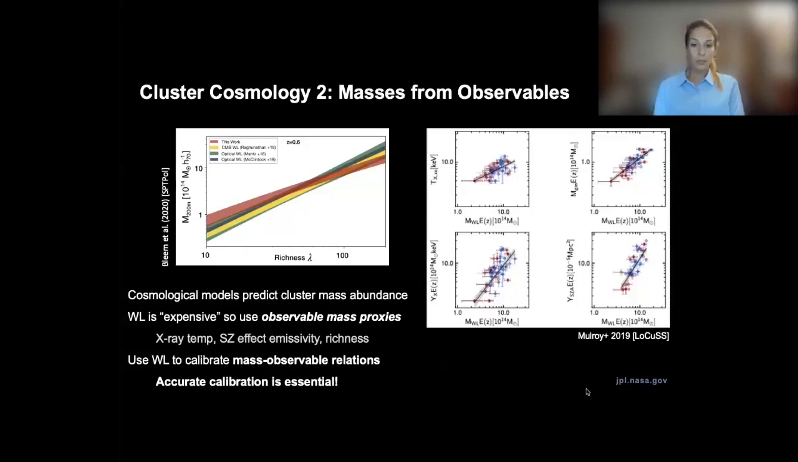These mass proxies must be calibrated with the true cluster mass, which is where weak lensing comes in. The success of cosmological parameter constraints using galaxy clusters hinges on the accurate calibration of this cluster mass observable relation. We need good weak lensing masses.